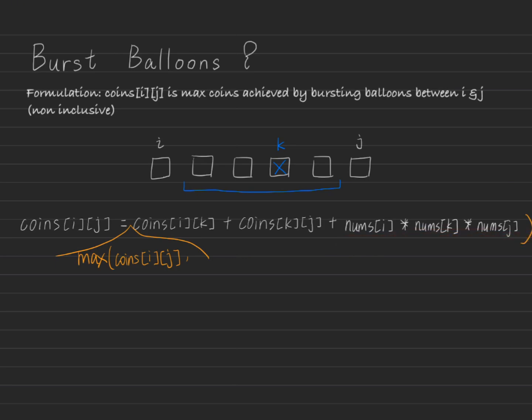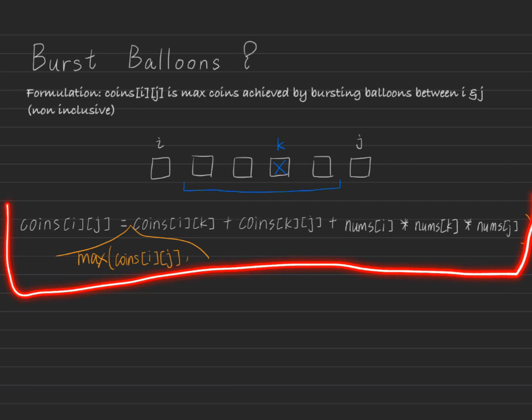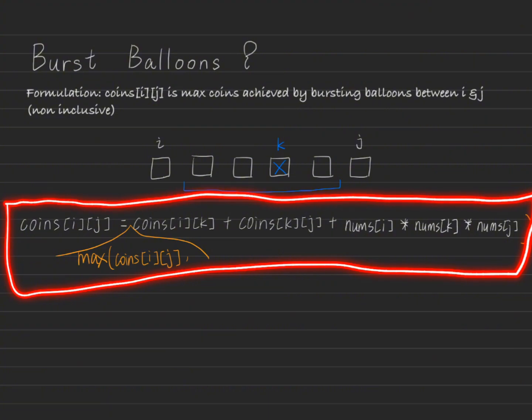But how do we know which balloon to pop last? Well, we'll need to try all possibilities and see which one yields the best result. So we'll pick the index that yields the maximum number of coins. And there we have the complete dynamic programming step.